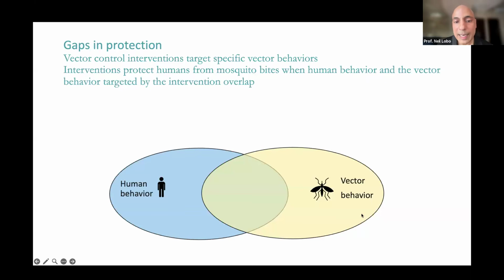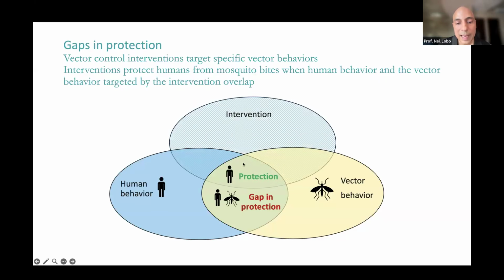And if we put an intervention over it, let's say bed nets that work indoors and late at night when humans are underneath them, we will get protection in that space where all three overlap. And in the space where the intervention cannot protect humans, for example, outdoor biting with bed nets, or indoors before people go to sleep, before they go under their bed nets, you will have a gap in protection. And this gap in protection is where we continue to see malaria, where we continue to have infections.